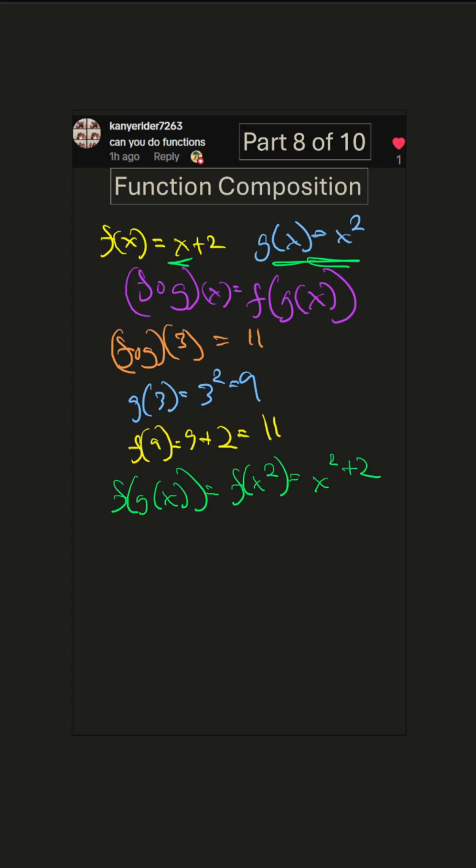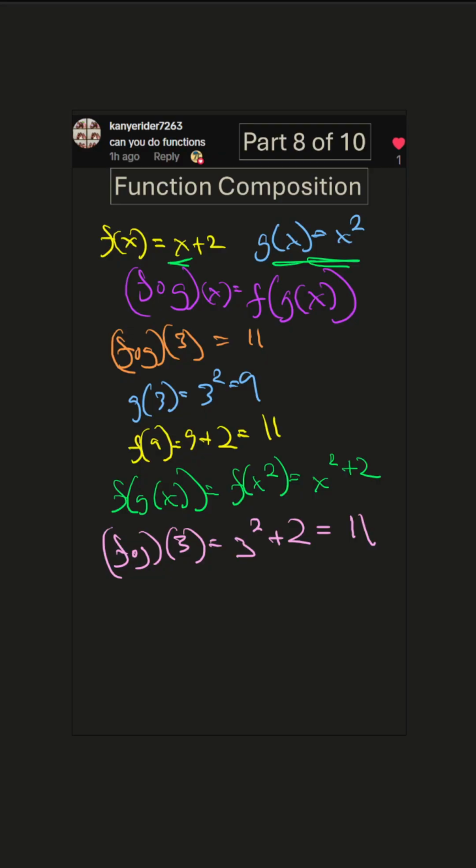Okay. And then, if we wanted to do it that way, we could say f of g of 3 equals 3 squared plus 2, which equals 9 plus 2, which is 11.